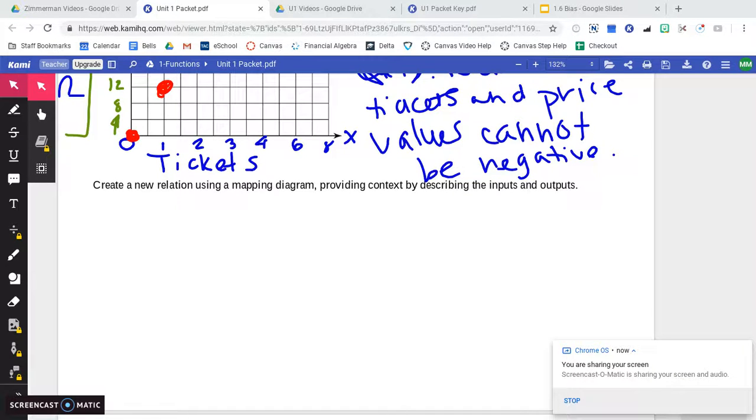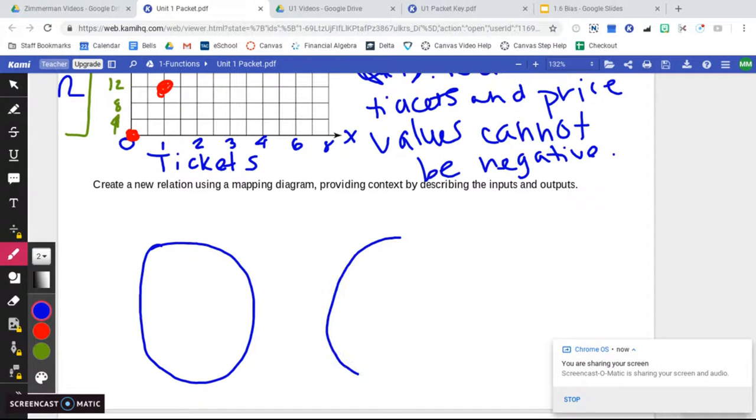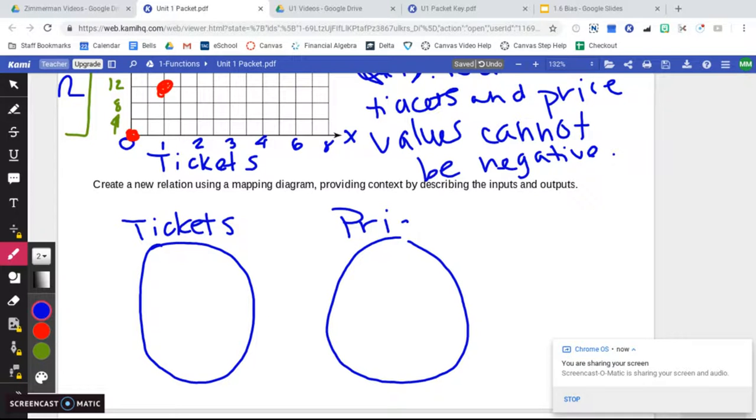Just finishing up our 1.1 notes here. We had one problem left. Create a new relation using a mapping diagram, providing context by describing the inputs and outputs. So remember, a mapping diagram has two bubbles, whatever shape you kind of create with them. We have our inputs, which are the tickets, and we have our outputs to be the price.